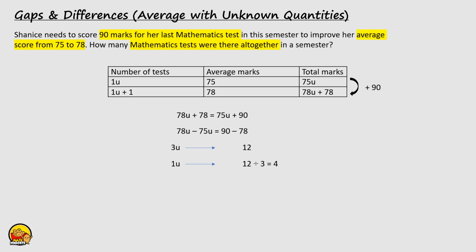So the question is asking how many math tests were there altogether in a semester. So 1 unit represents 4 tests, and we have to add in that 1 extra test, right? So that would be 4 plus 1, which is 5. So 5 tests were there altogether in a semester.